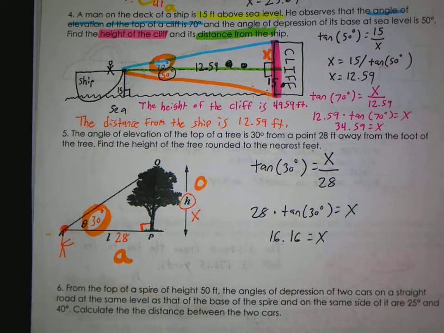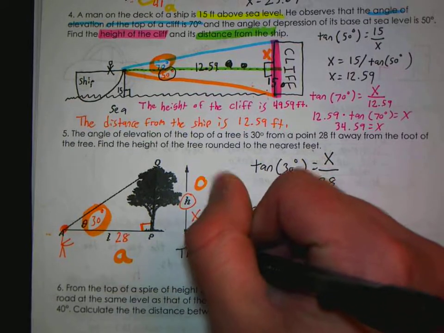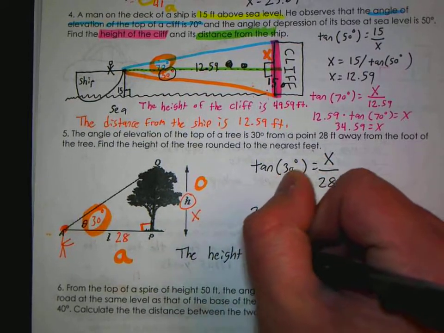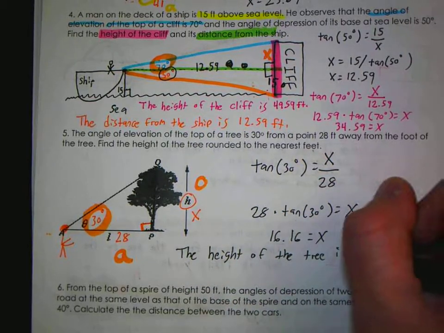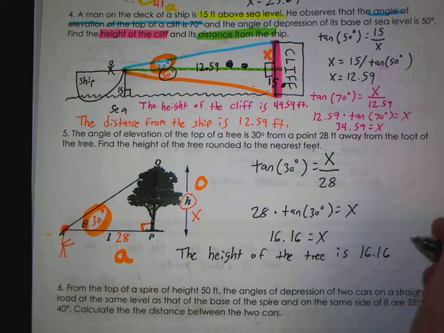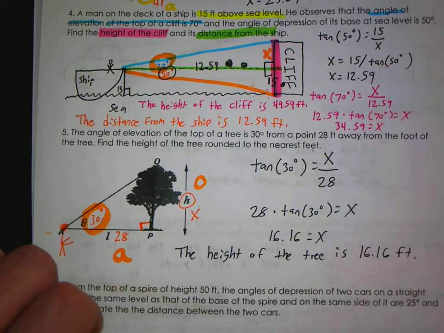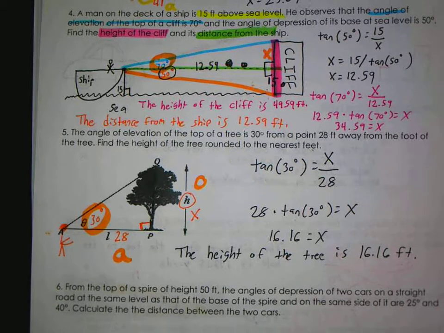So I would say the height of the tree is 16.16 feet. Technically I should be adding the word approximately because we don't know for sure completely 100%, but it's around 16 feet tall. It's a short tree. Questions on this? Basically, it's can you work with word problems and then use SOHCAHTOA.